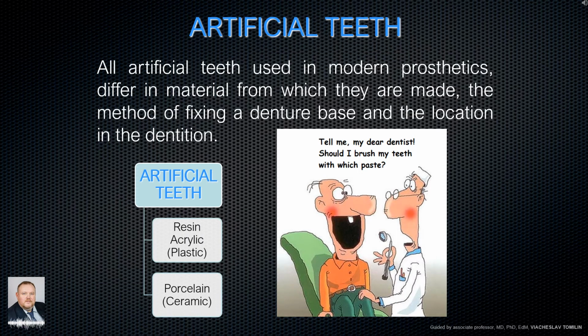Artificial teeth. All artificial teeth used in modern prosthetics differ in the material from which they are made, the method of fixing a denture base, and the location in the dentition. For partial removable laminar dentures, resin acrylic, plastic, and ceramic artificial teeth of industrial production are used. Resin acrylic teeth are more widely used nowadays because they have a lot of benefits.